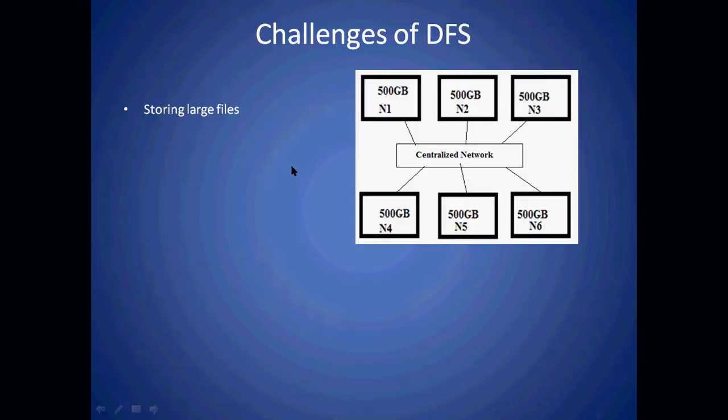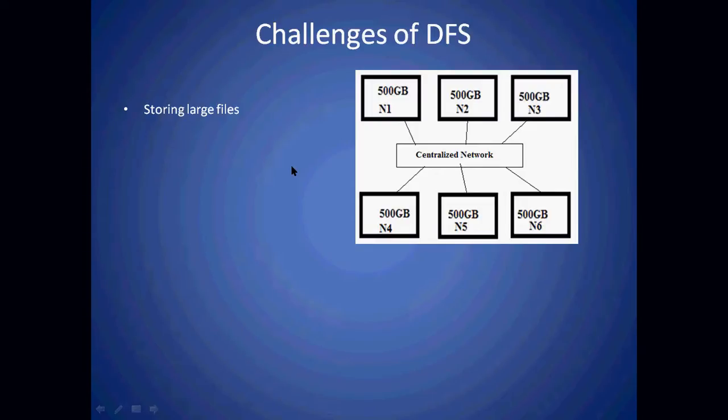In that case, there is one solution: you have to break the file. You have to split the file so that you can store it in 2 systems. Suppose the 600 GB file has to be split into 2 parts: one is 400 GB and another is 200 GB. In that way you can store it, but it's very difficult.